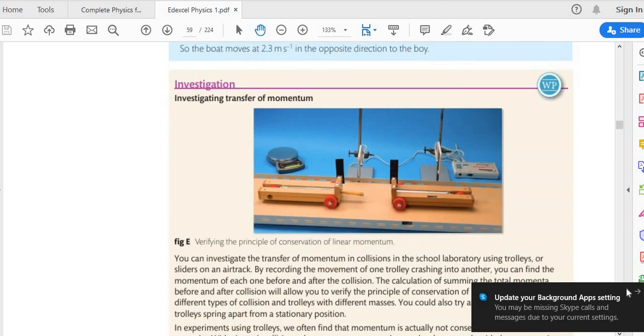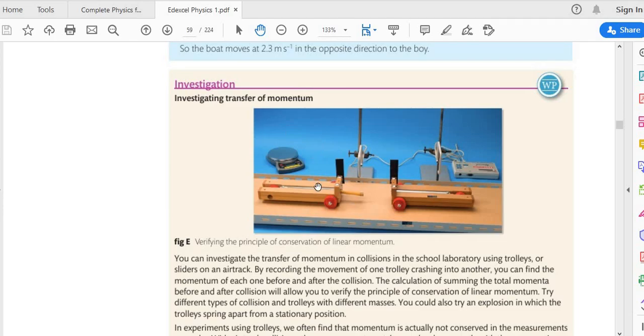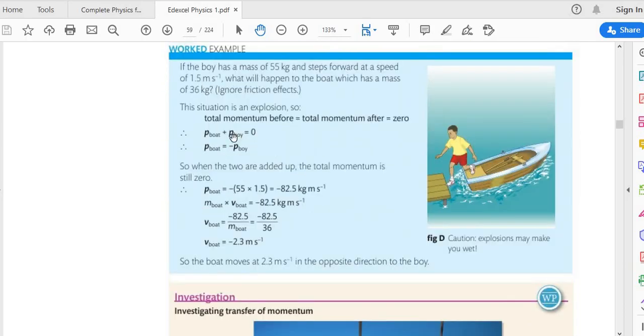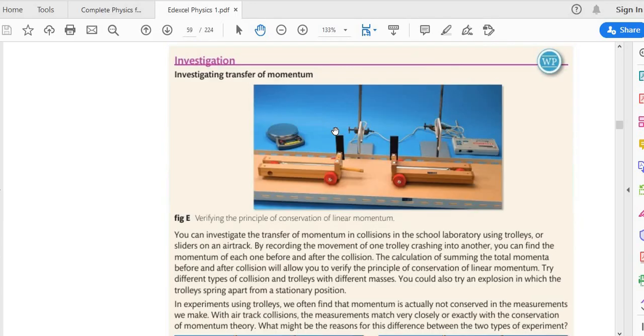Okay, investigation: transfer of momentum. So in the physics lab we can do experiments like this with trolleys and find the change in momentum, or we can verify the principle or law of conservation of momentum, actually, which is this equation here.